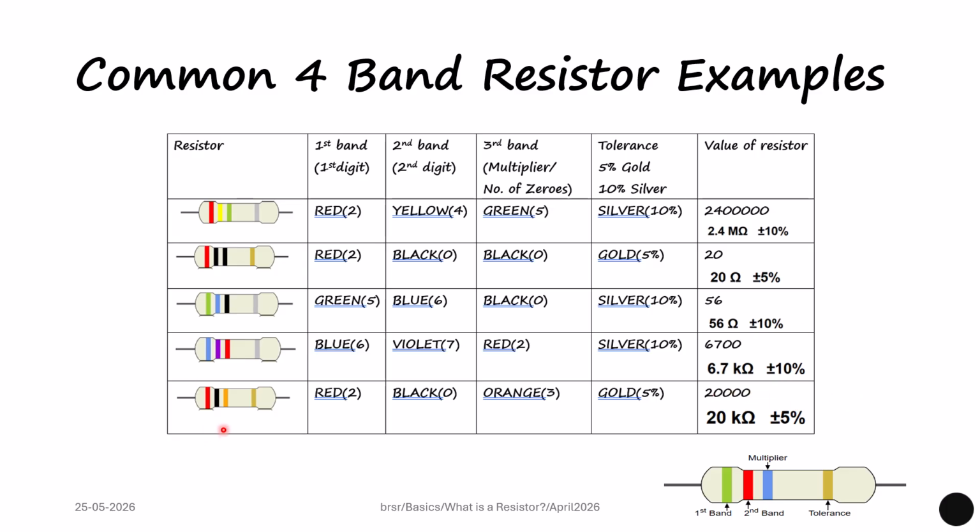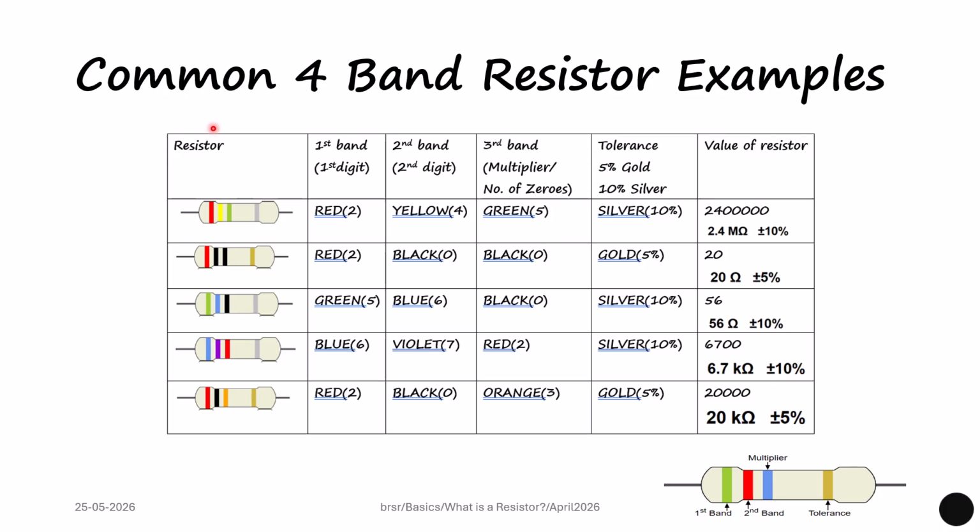The next example, you have red, black and orange followed by a golden band. So red means 2, black means 0, orange means 3, gold is 5%. So 2, 0 followed by 3 zeros, that is 20 kilo ohms plus or minus 5%. So this is the way we can calculate the value of the resistor.